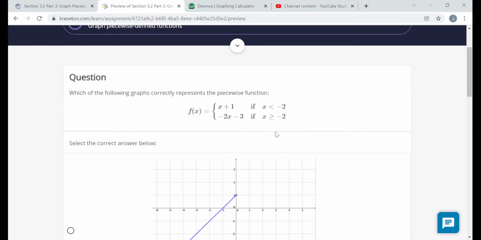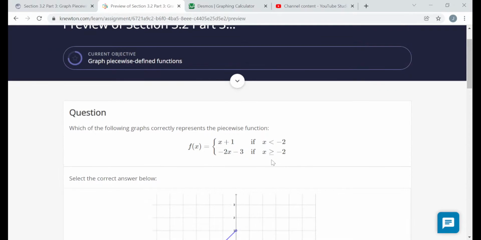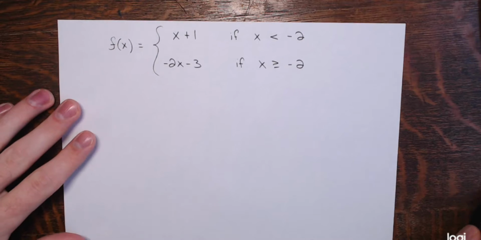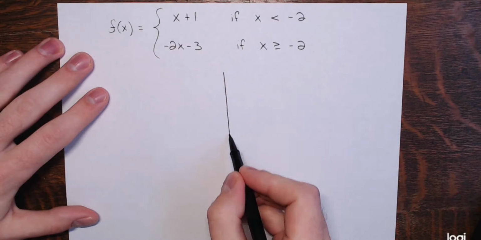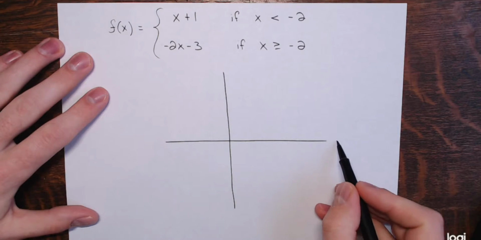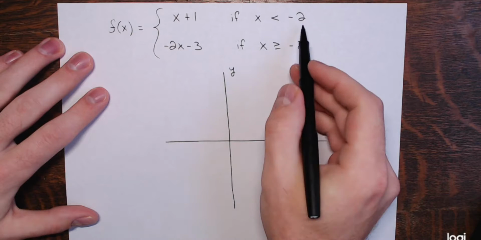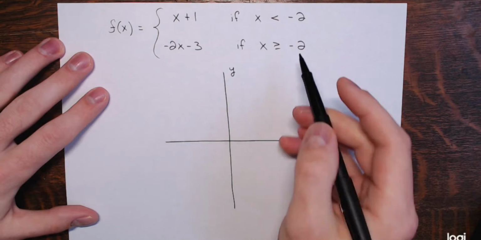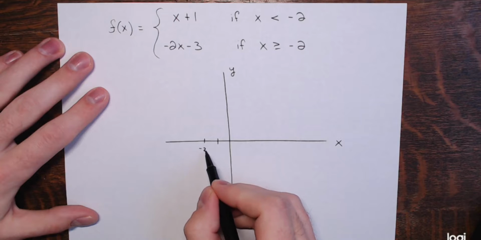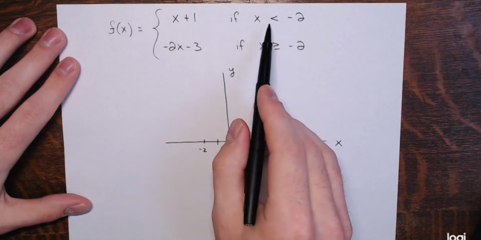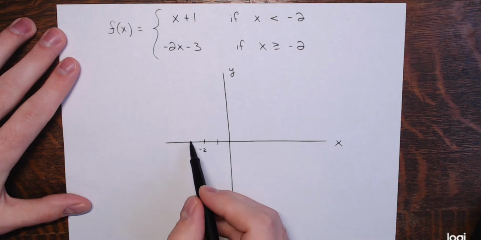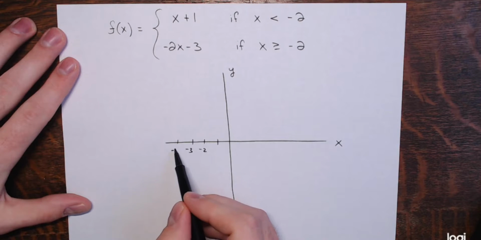So, this time you're given the function and asked to say which graph it matches. All right, so this one I'll draw out and graph by hand. All right, so this is the function we're given. Again, I'll make the xy plane here. Now, looking at the conditions, the number negative 2 is showing up, so I'll highlight that. There's negative 2. And then I'll graph the top piece first for values of x less than negative 2. So negative 2, negative 3, negative 4, and so on.